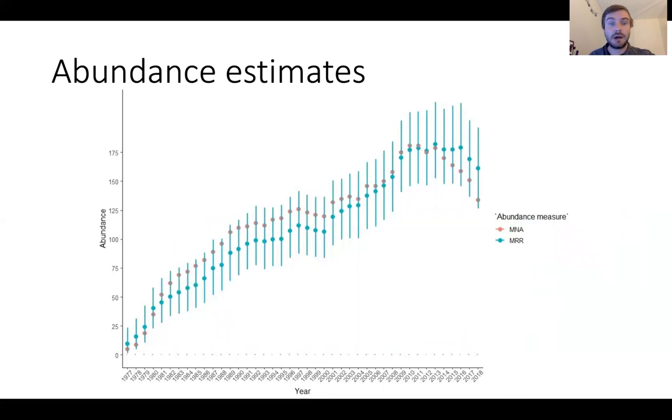And we also have our abundance estimates from the model. In the blue is the results from the model, and in the pinkish color is the minimum number alive. We're still working through some bugs in the code for this. It's still underestimating the abundance, but we can see that it's showing a similar trend in what the abundance should be. So once we get that sorted, that should be working all good.